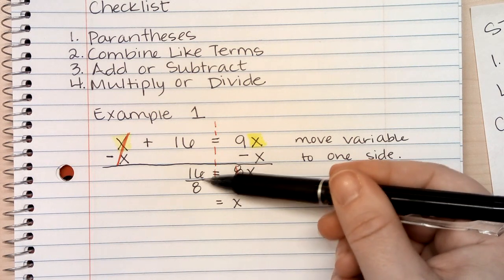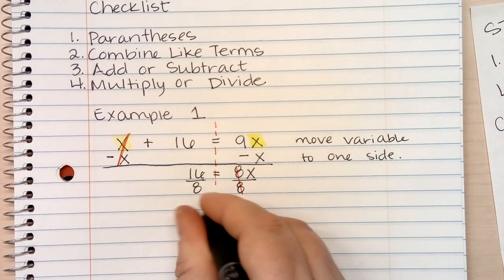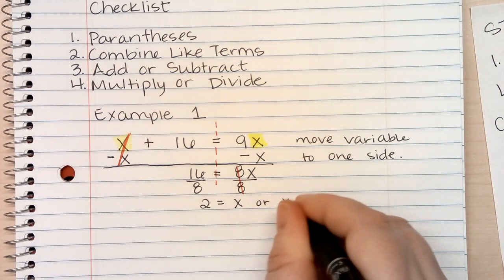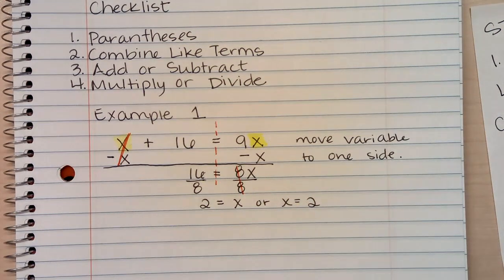16 divided by 8 is 2. So my answer is 2 equals x, or x equals 2. That is my final answer.